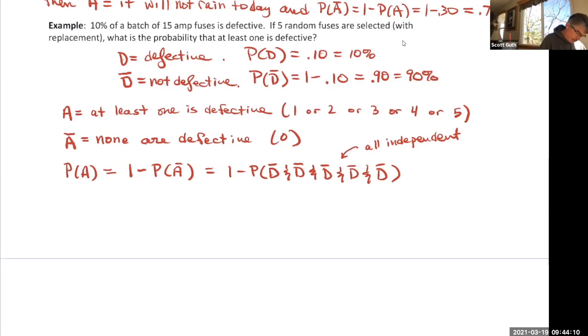Okay. So here you would just do 1 minus the probability of D complement times probability of D complement, and you just keep writing that out. So there's 5 of them. We just raise that to the 5th power. Okay, so this is 1 minus probability of D complement was 90%. So I'm going to write 0.90, and that has to be raised to the 5th power because you're doing it 5 times.